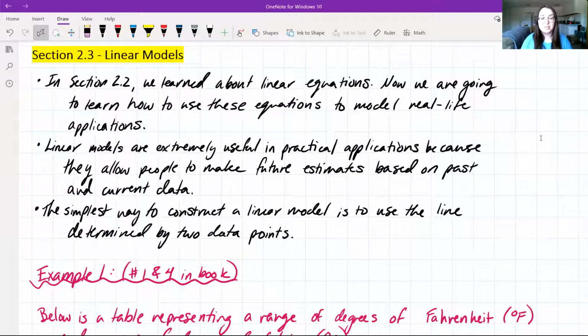Linear models are extremely useful in practical applications since they allow people to make future estimates based on past and current data. They also give us that big picture idea when we graph things, to see if things are increasing or decreasing or staying the same. The simplest way to construct a linear model is to use the line determined by two data points. So if we develop an equation, then we can use two data points to really get an idea of our linear model.